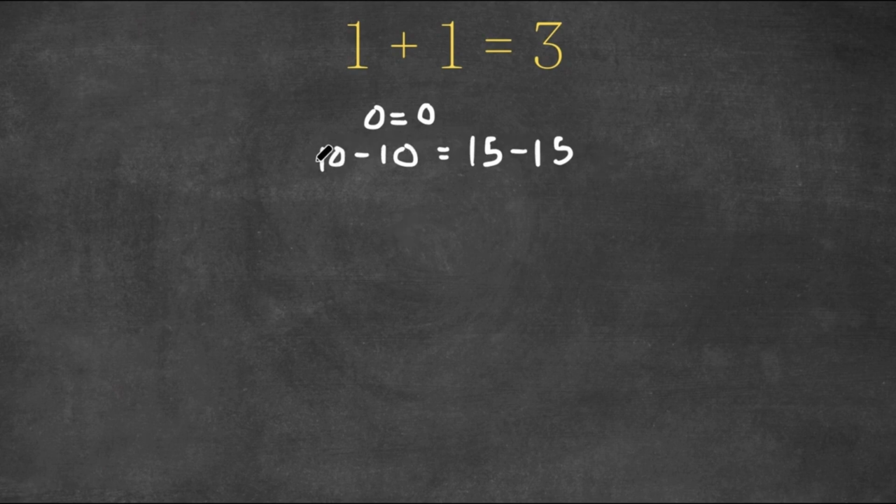So now, for our left-hand side here, I'm going to rewrite both the 10s as 2 times 5, because 10 is equal to 2 times 5. Now I'm going to rewrite the 15s as 3 times 5. So we have 2 times 5 minus 2 times 5 is equal to 3 times 5 minus 3 times 5.